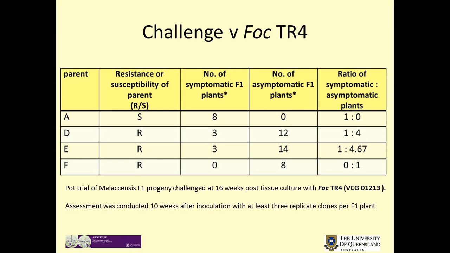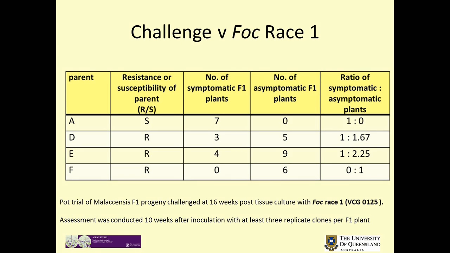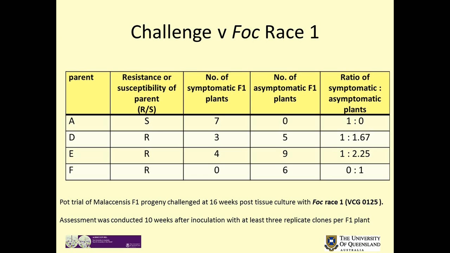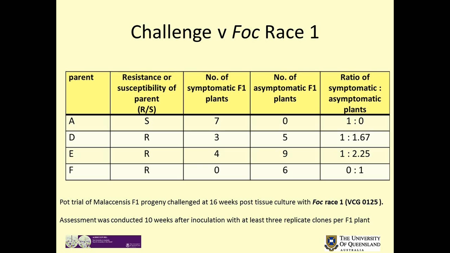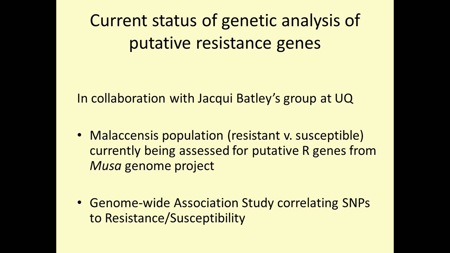So the next question was, what about race 1? And this is where it was quite interesting, because again we see segregation going on there against race 1. I'm not convinced, because we've got too small a sample and we need to repeat this, whether we're dealing with the same resistance as the tropical race 4 resistance, but it is important that we are seeing resistance and susceptibility within race 1, as I'll go on to say why race 1 is important. So we've got pretty good population there.